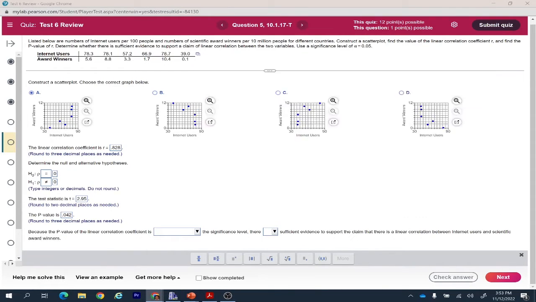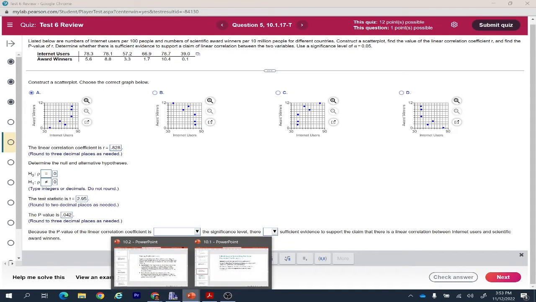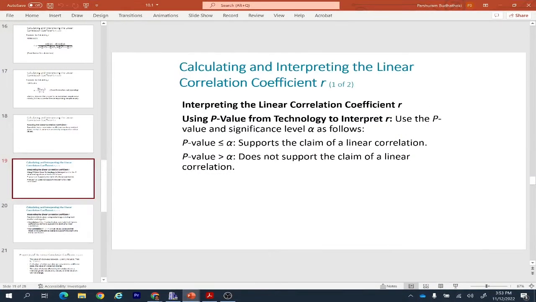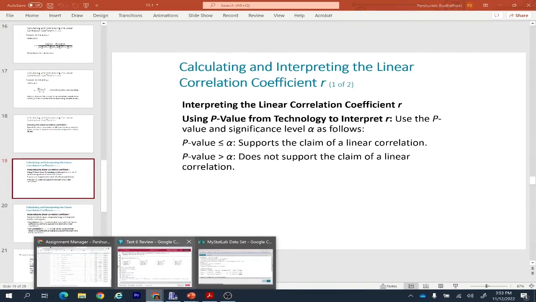So as you can see here, the p-value, and now compare the p-value with alpha. Alpha is 0.05, p-value is 0.04. So that means we can use the very same thing. P-value less than alpha supports the claim of the linear correlation.